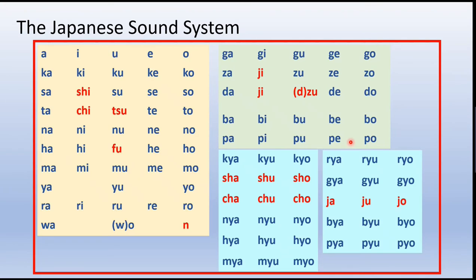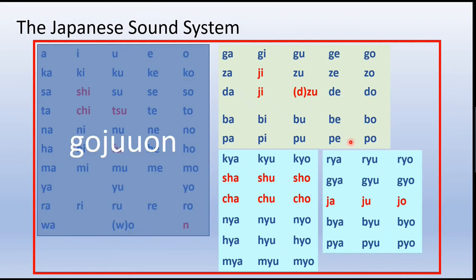This is the Japanese sound system that we looked into in one of the last lessons. As you can see, it has been divided into three parts. To recap, the left side portion is called Gojuon and it constitutes the vowel sounds A, I, U, E, O and the primary consonants starting from ka, ki, ku, ke, ko till the end of this section, which is wa, o, and n.